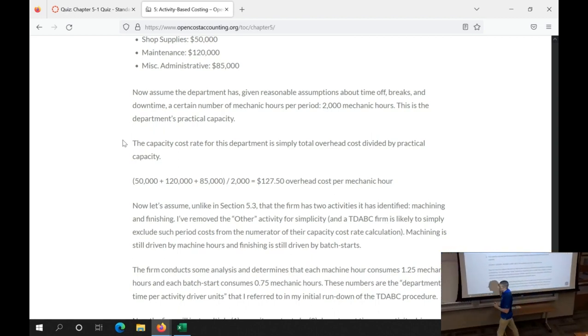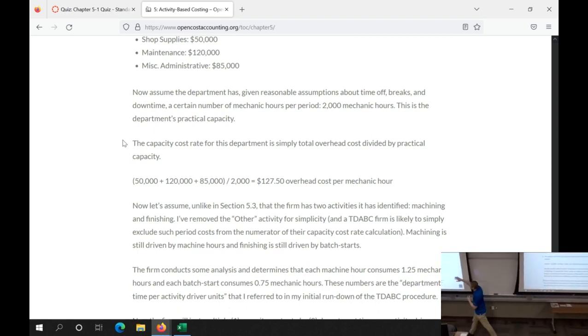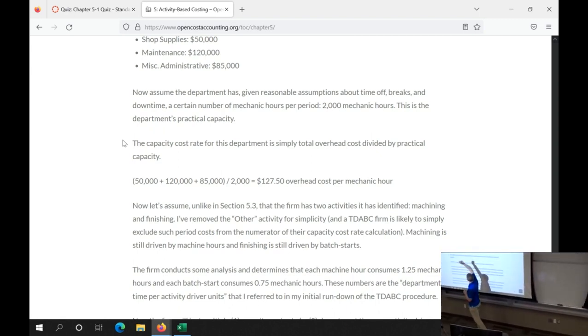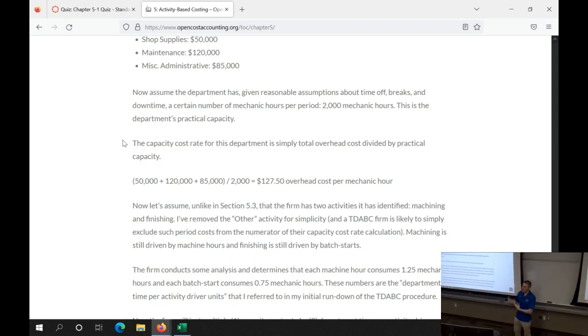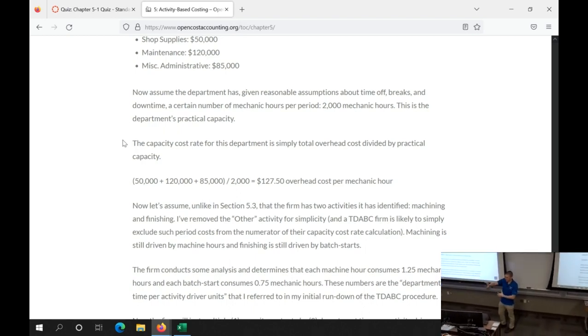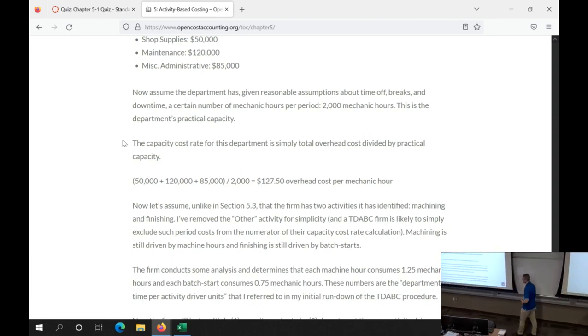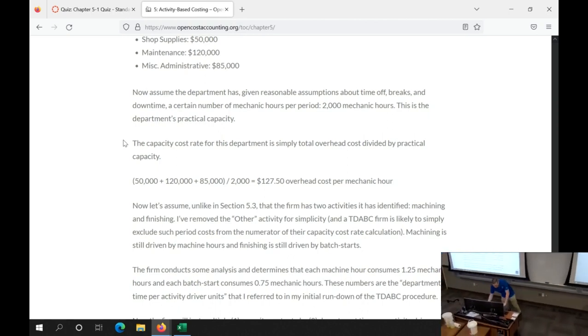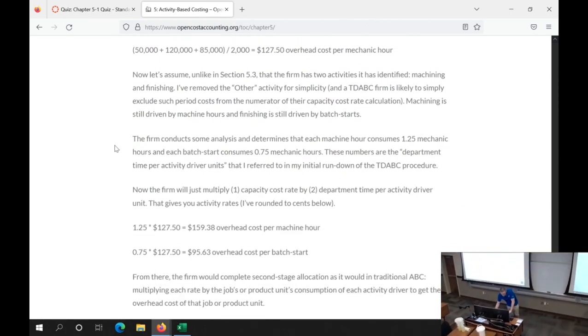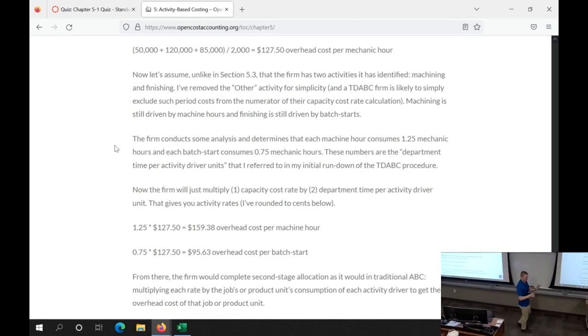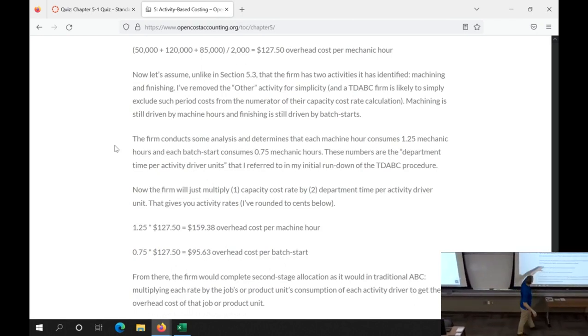And the mechanic or mechanics has 2,000 hours, so we're going to take all of our overhead, those 50,000, 120,000, and 85,000, and divide it by the constraint, 2,000. And that gives us a capacity cost rate, overhead per capacity of constrained resource. $127.50. That's our CCR, our capacity cost rate. Now, let's say we're just going to work on those two activities that matter. The other activity, we're going to ignore it for this example. That's what I say in that paragraph.